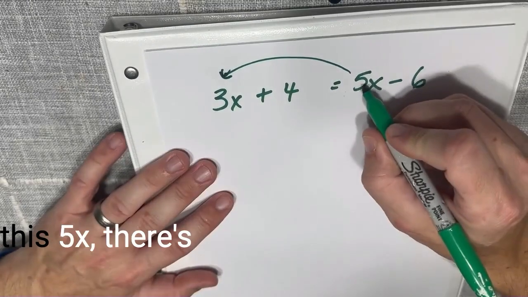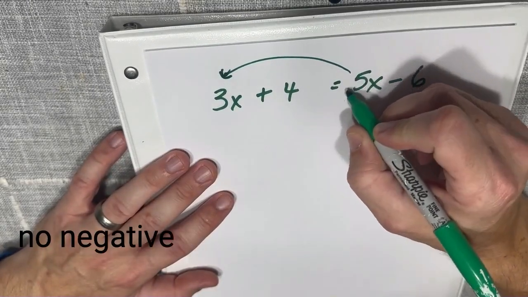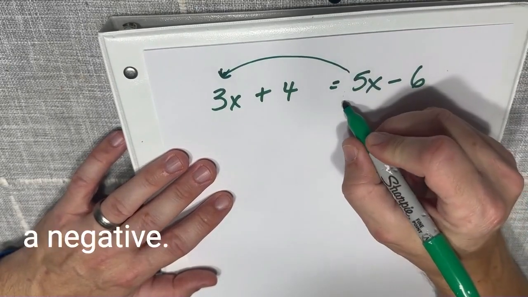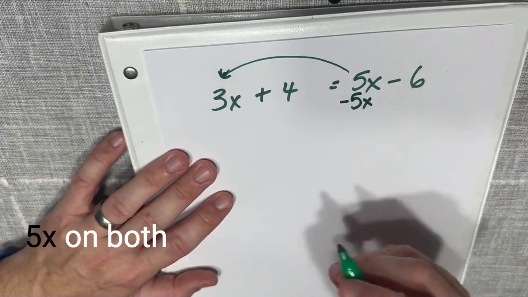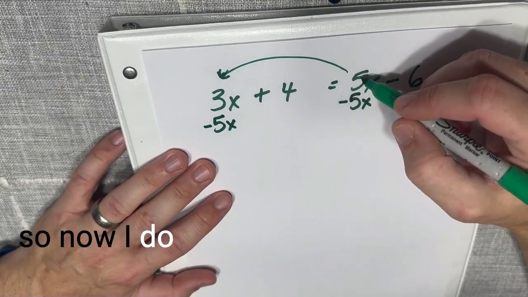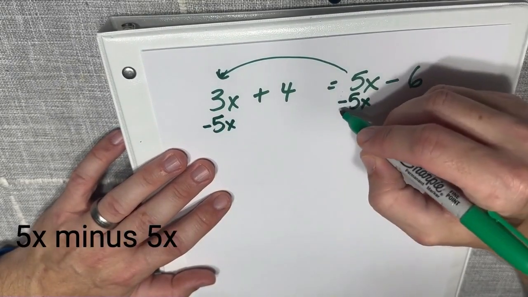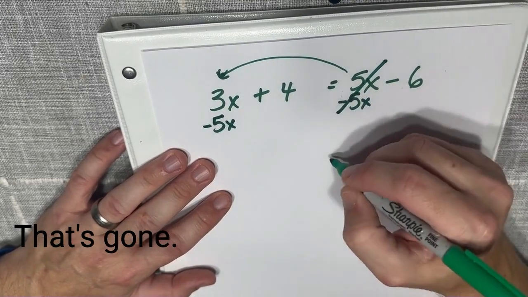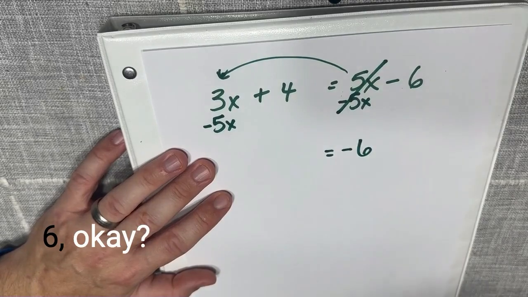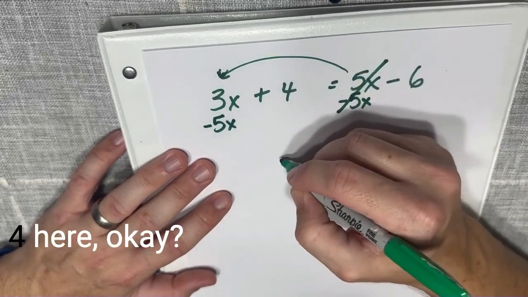And to do that, since this 5x has no negative or positive in front of it, that means it's a positive number. So the opposite of a positive number is a negative. So I'm going to subtract 5x on both sides. Remember, I do that because 5x minus 5x cancels out. That's gone. So the only thing on the right side of the equal sign is a -6. We still have this plus 4 here.